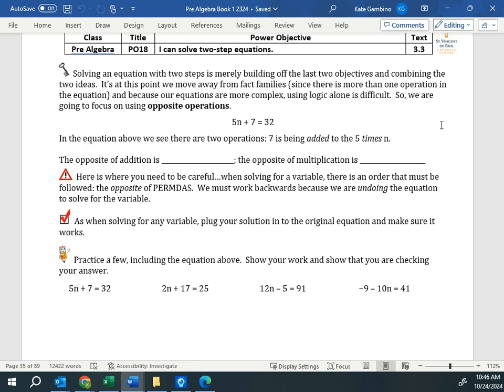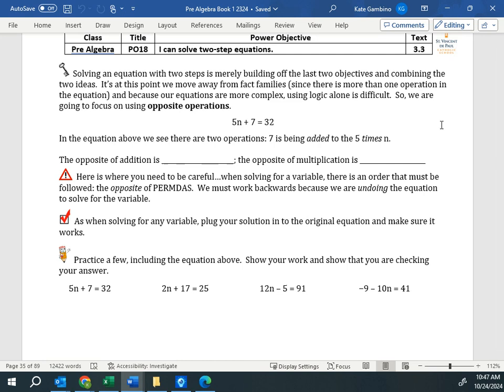A lot of times we just look at it and know the answer because we can use that logic. Now it's getting just a little bit more complicated with two steps. We can't just multiply, we can't just divide, we have to do two different steps. So solving an equation with two steps is merely building off the last two objectives, and we're going to combine them together. So there's going to be some adding or subtracting, and then there's going to be some multiplying or dividing. It's at this point that we're moving away from fact families, since there's more than one operation that's going to happen in the equation.